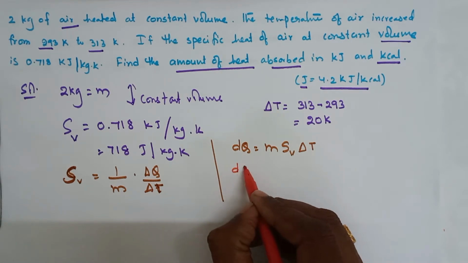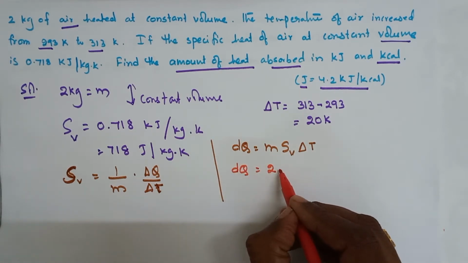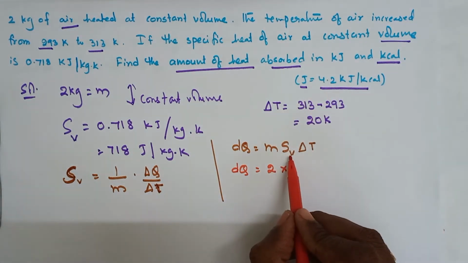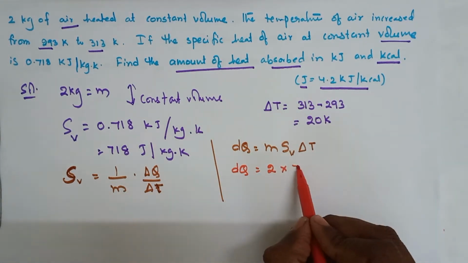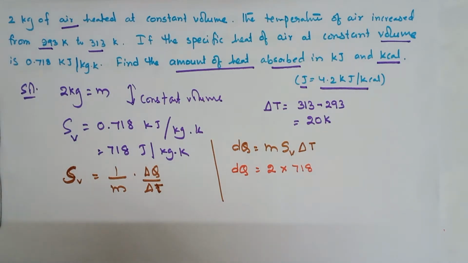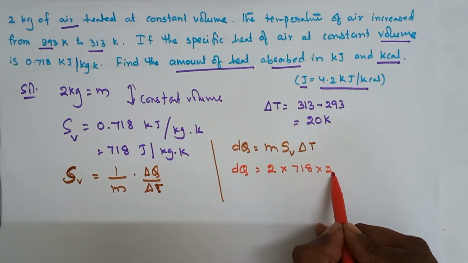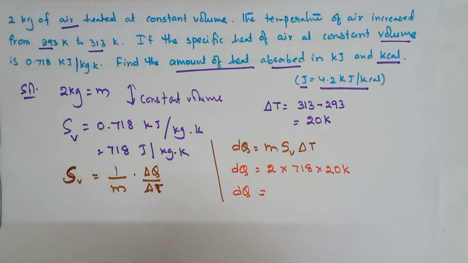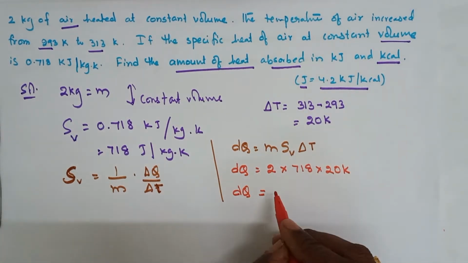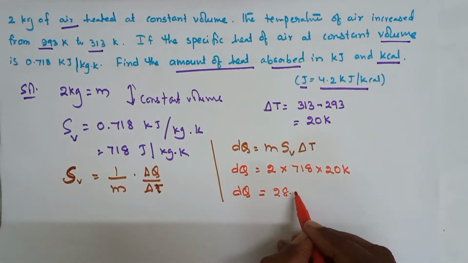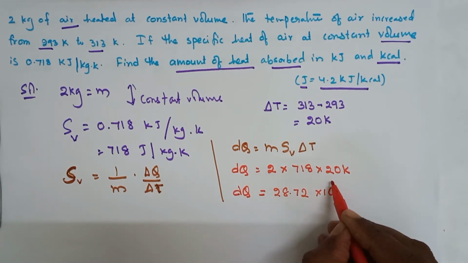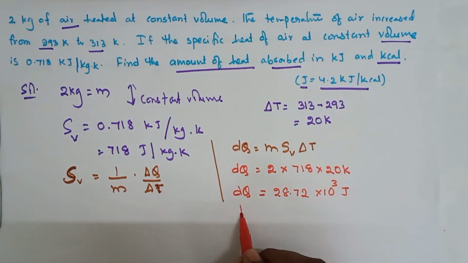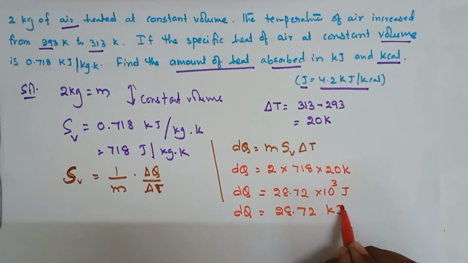dQ or delta Q is equal to 2 kg, and specific heat at constant volume is 718, into delta T, which is 20 Kelvin. So let us calculate this. Which is about 28.72 into 10 power 3 joules, or in kilojoules you can write it as 28.72 kilojoules.